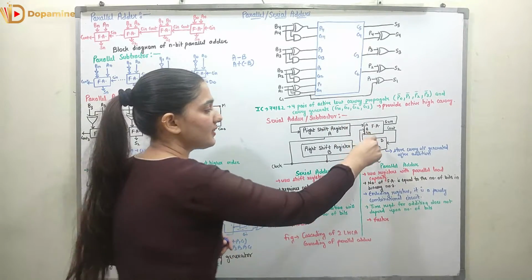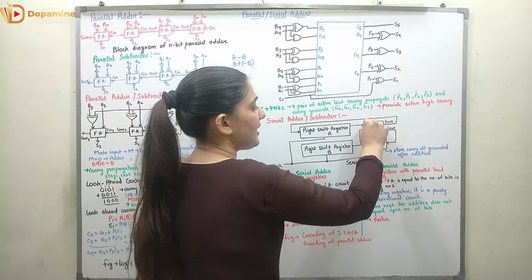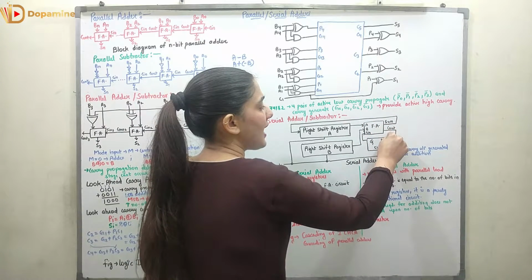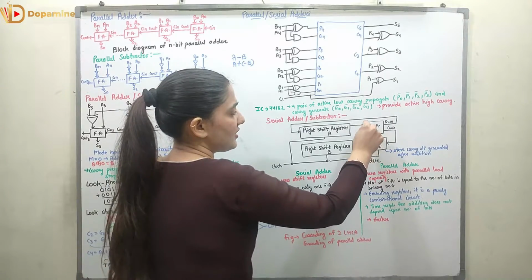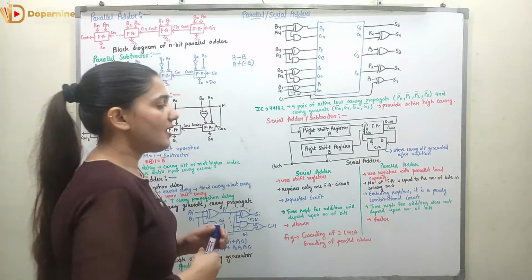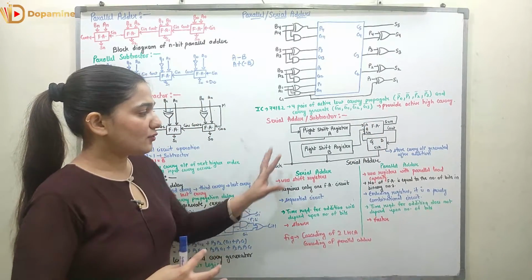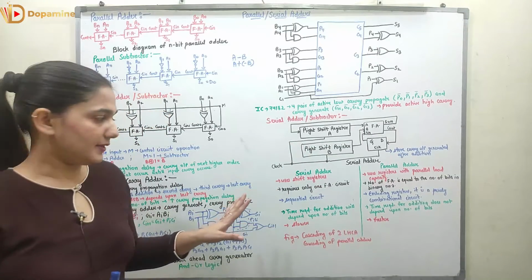As soon as the 0 carry is applied, A and B are added, its output carry is stored over here, which is used with the next addition for the next bit. So here I hope you understood the functioning of the serial adder.